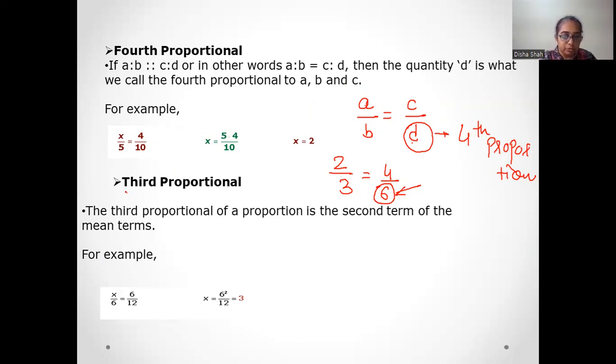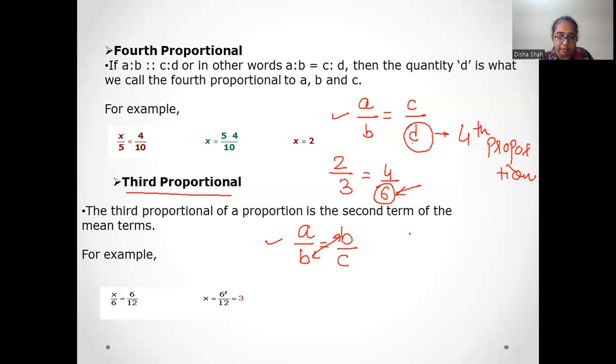Now what is the third proportion? The third proportion of a proportion is the second term of the mean term. Third proportion means this form: if A by B is equal to B by C. You can see there is a difference between this and this. Here it was A by B is to C by D. Here it is A by B in proportion to B by C. Means here there are only 3 variables: A, B and C. This B is the same in both places.